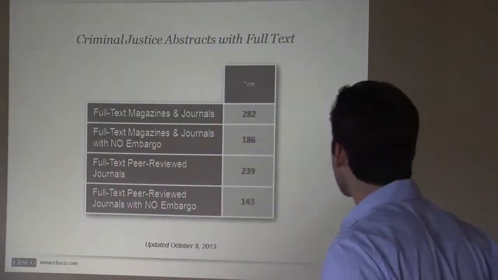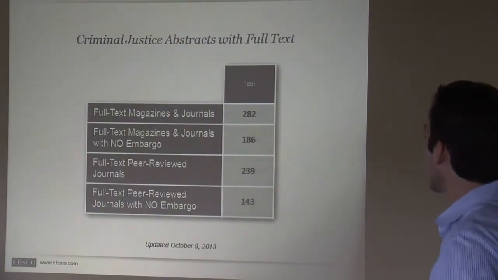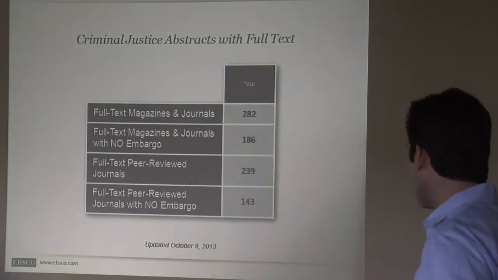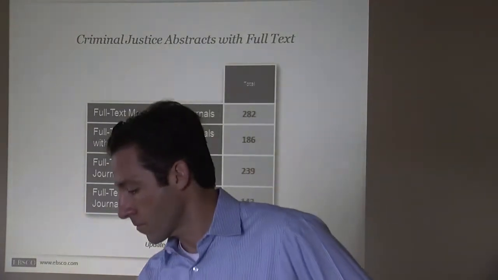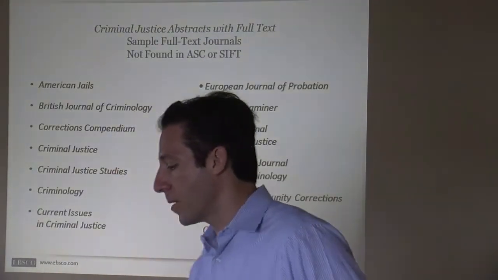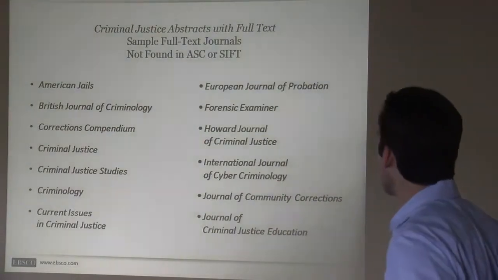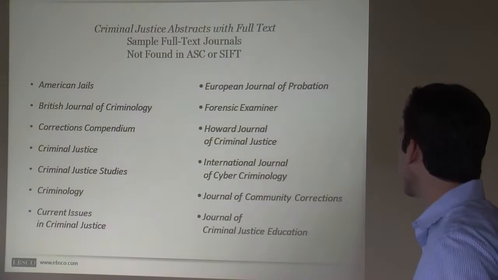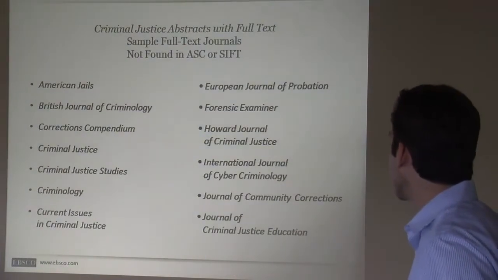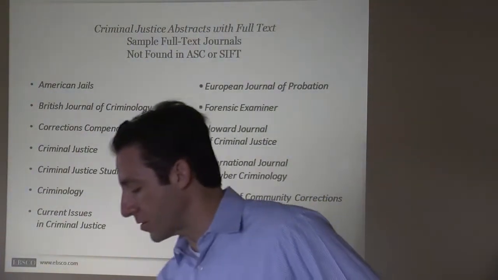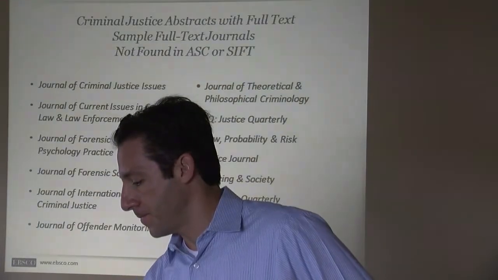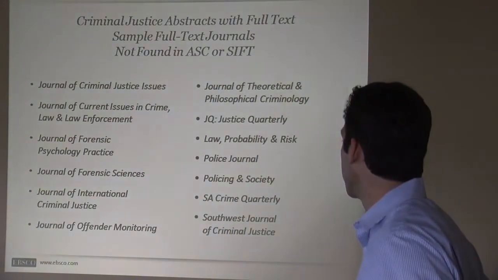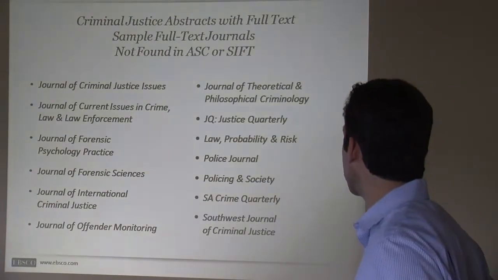So you can see the amount of full text magazines and journals, and then the peer-reviewed journals, etc. And then what types of journals are we talking about? Well, these are some of them, just to give you an example: Criminal Justice Studies, Criminology, Howard Journal of Criminal Justice, Journal of Criminal Justice Education, and such. Some other ones: Journal of Forensic Sciences, Police Journal, Policing and Society.